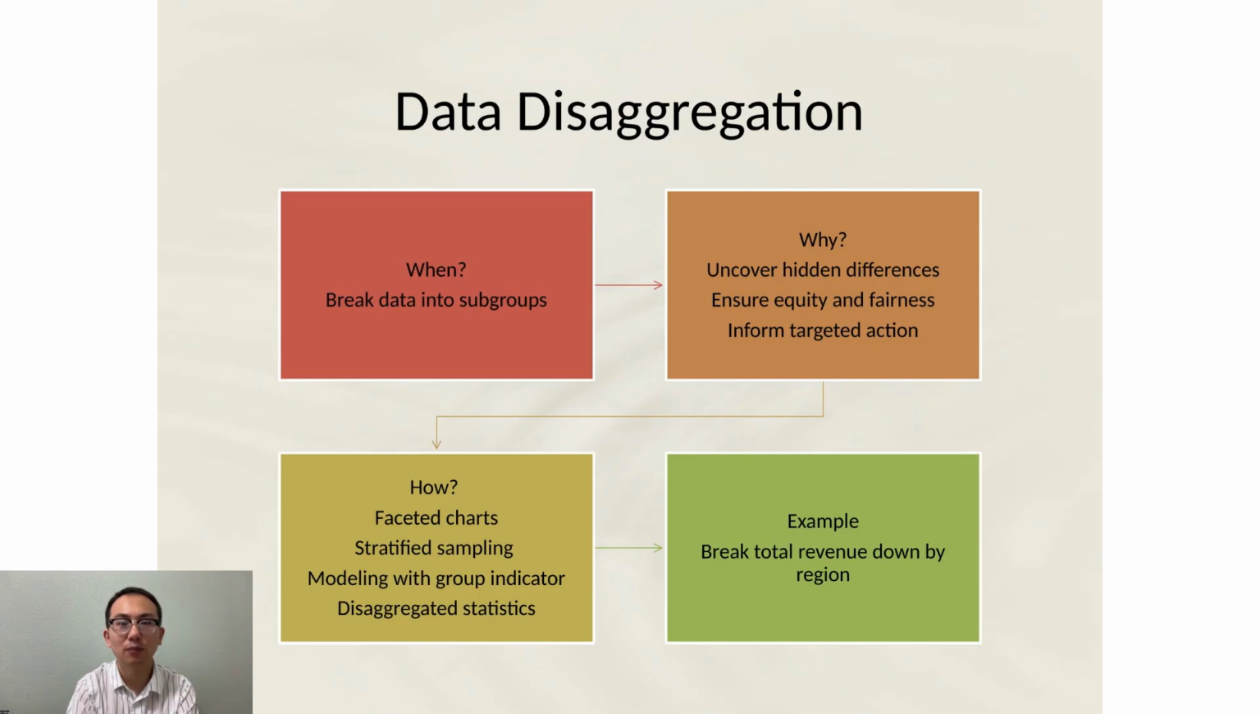Sometimes, to get the full picture, we need to break data down into subgroups, like by gender, age, region, or income. This is called data disaggregation. Why do we do this? First of all, to uncover hidden differences. A single average can hide major group-level differences.